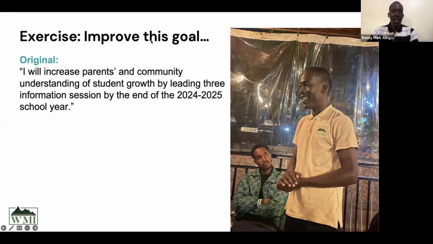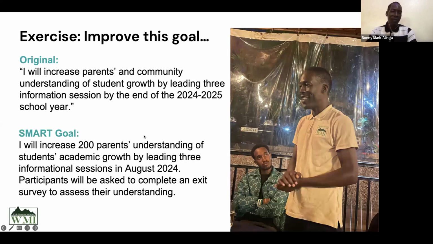All right, let's look at how this goal should have been as a SMART goal. For this example: I will increase 200 parents' understanding of students' academic growth by leading 3 information sessions in August 2024, and participants will be asked to complete an exit survey to assess their understanding. You will see that the goal is to reach out to 200 parents, and the specific reason is making them understand the academic growth of the students.